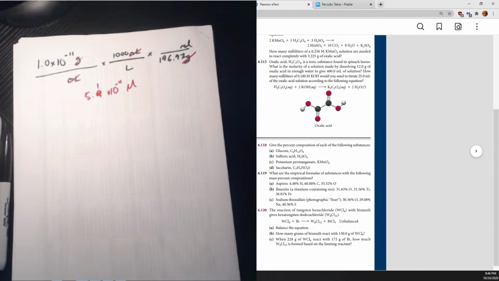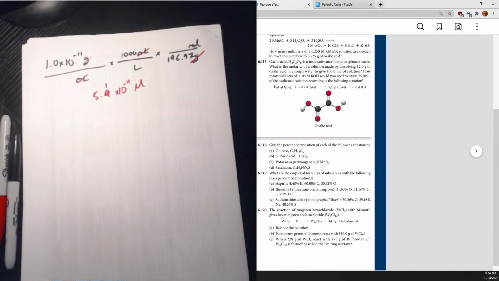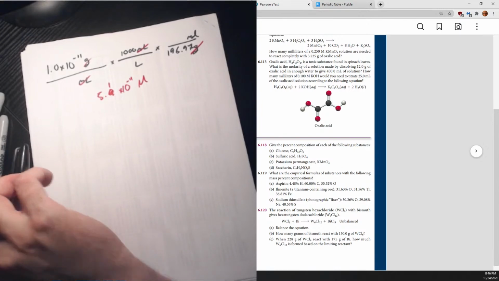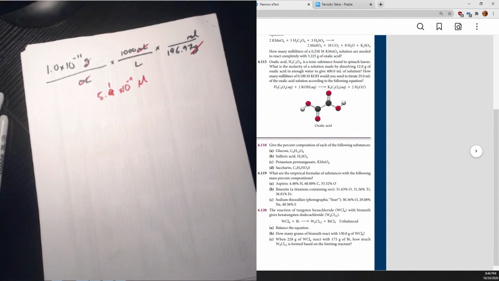Okay. The reaction of tungsten hexachloride with bismuth gives hexatungsten dodecachloride. Dang. Balance. Stop, buddy. All right. Balance the equation.